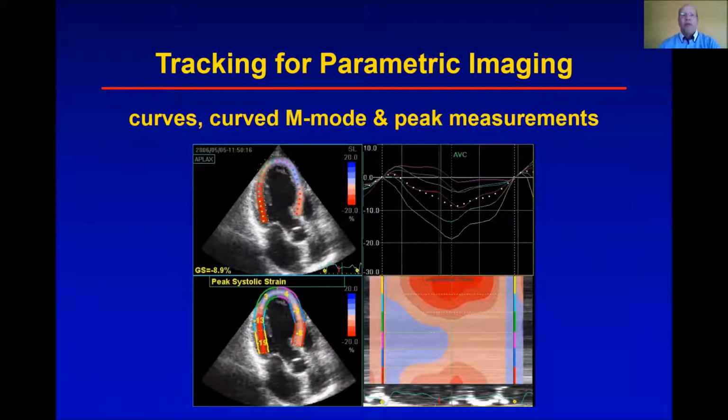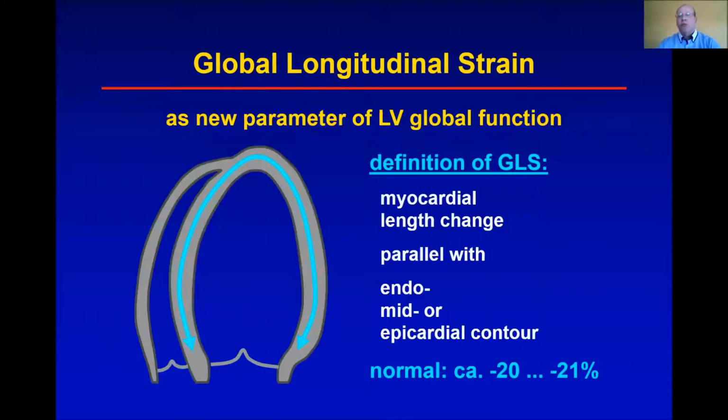This method is very easy to use because it usually needs only a few clicks with the mouse to have a good and comprehensive assessment of left ventricular function. We get strain curves, we get peak systolic strain, we get curved M modes, and a lot of other things. And one of the most interesting things it brought to us was global longitudinal strain.